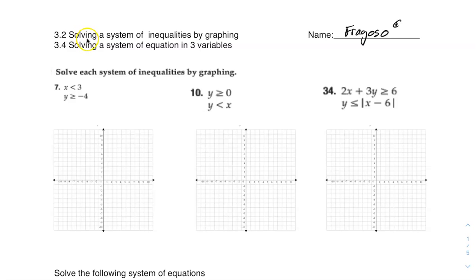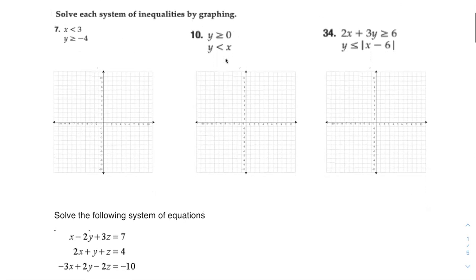3-2 solving system equations by graphing, and 3-4 solving system equations using 3 variables. So let's get through this worksheet. Solve each system of equations by graphing. So we're just gonna graph each one.